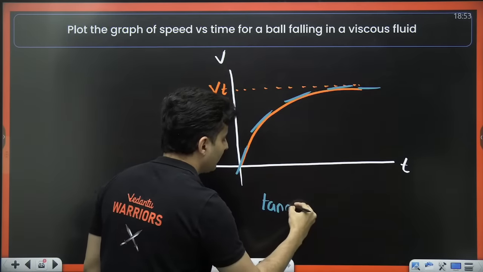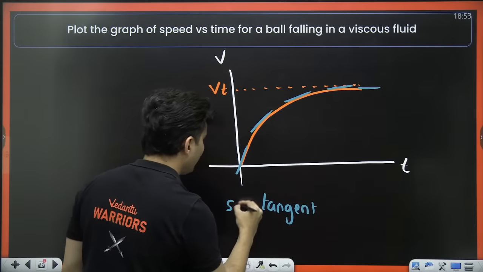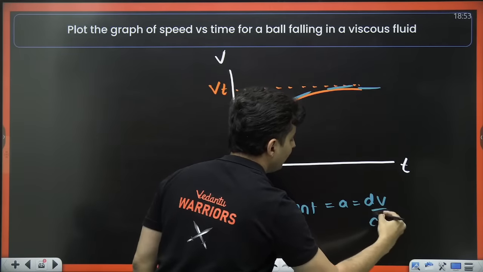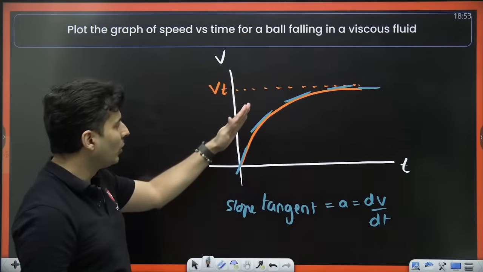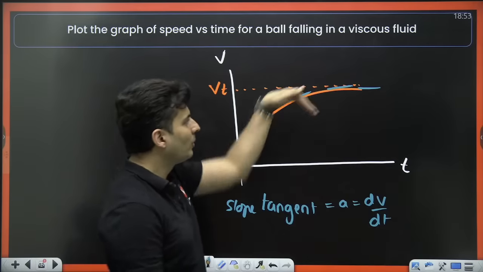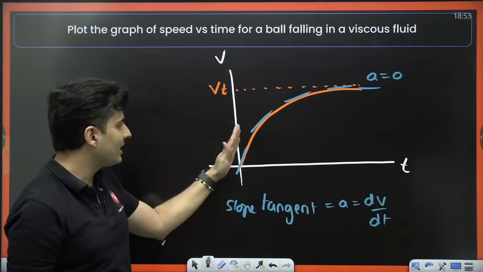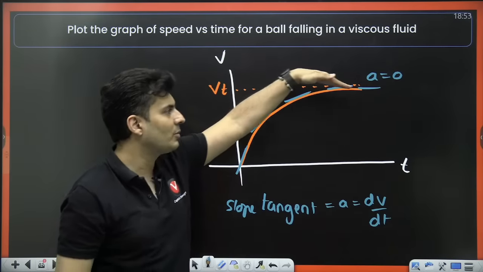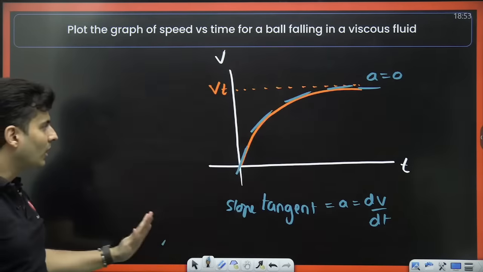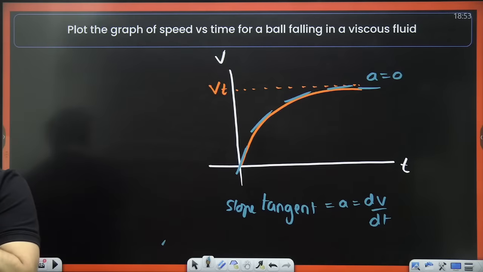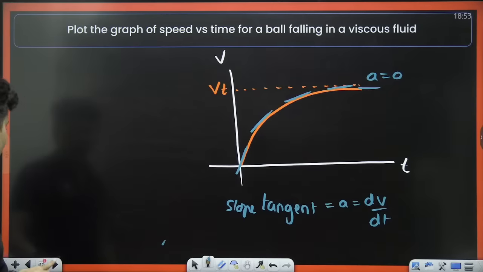Remember, the tangent's slope over here is nothing but acceleration, since it is dv by dt. So the slope is reducing. Finally, you can see a is zero. Here first there is large acceleration, then small, and then it becomes zero. That's the reason why the graph is a curved line. Got it? Very, very important.